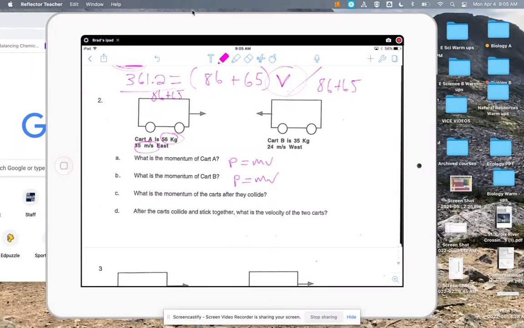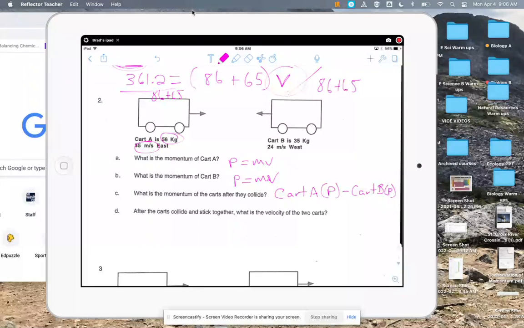And then what is the momentum of the carts after they collide? This is a special case. They're going to cancel out, basically the smaller one. So just subtract: you're going to subtract cart A momentum minus cart B momentum. And that should give you the momentum of the new system once they collide with each other.